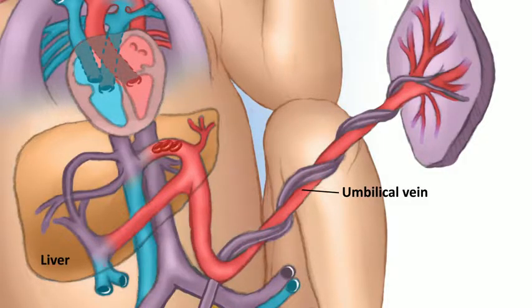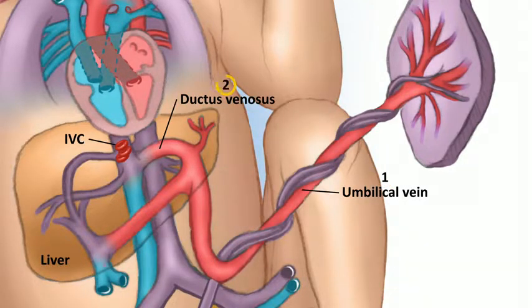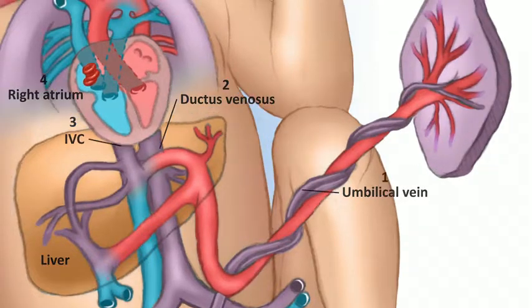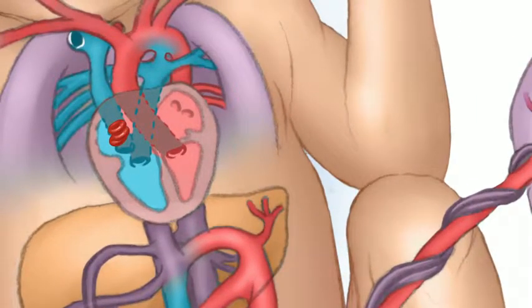Now in the liver, you have mixing of oxygenated blood from the umbilical vein with some of the deoxygenated blood from the lower extremities, and that takes place at the ductus venosus and then in the inferior vena cava. So here, the order of oxygenation from highest to lowest is the umbilical vein, the ductus venosus, the IVC, and then the right atrium. Now in the right atrium, the blood can take one of two pathways. It can either pass through the foramen ovale and go directly to the left atrium, or it can go through the right ventricle into the pulmonary artery.